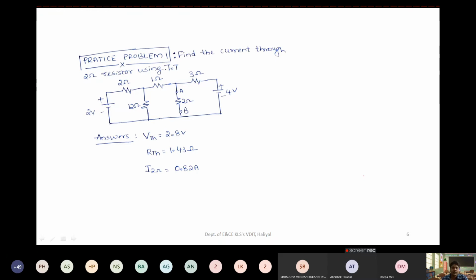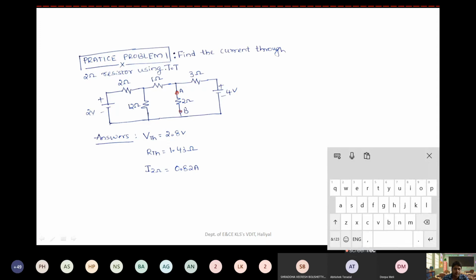So what is being asked here? You have to find the current through the 2 ohm resistor using Thevenin's theorem. There is a 2 ohm resistor, but the point of interest is this. I can continue the question like across AB, so this will be more clear. First step, you have to find VTH: remove this, you will get empty space here, and find VTH. Similarly, you have to find RTH.